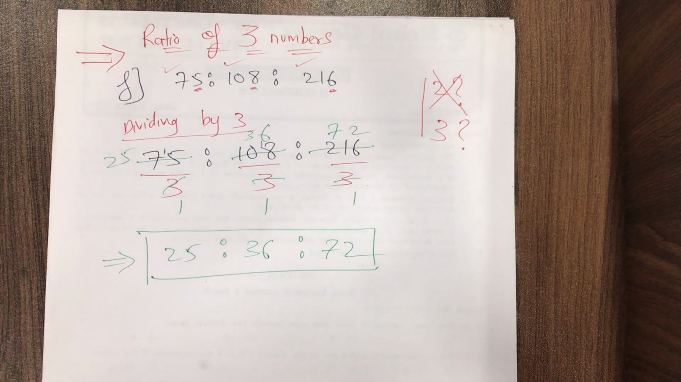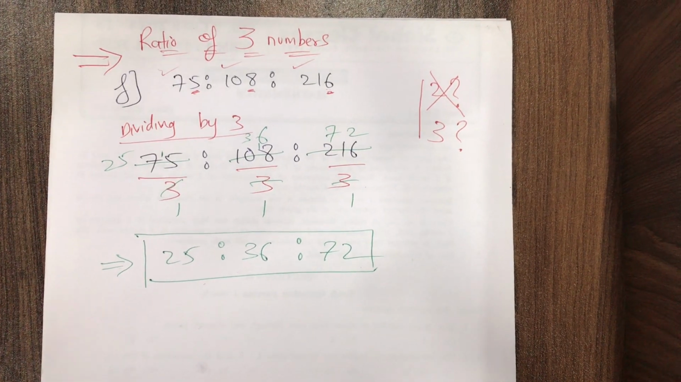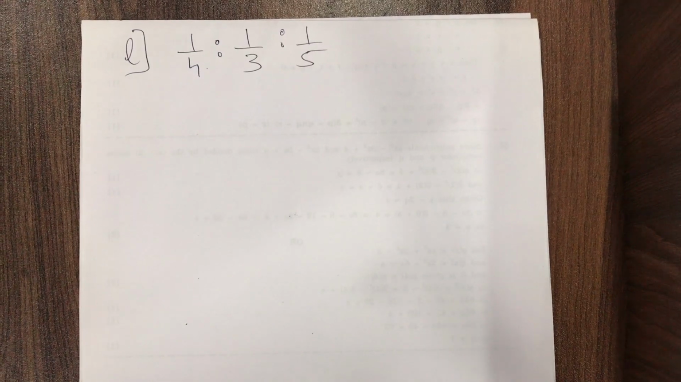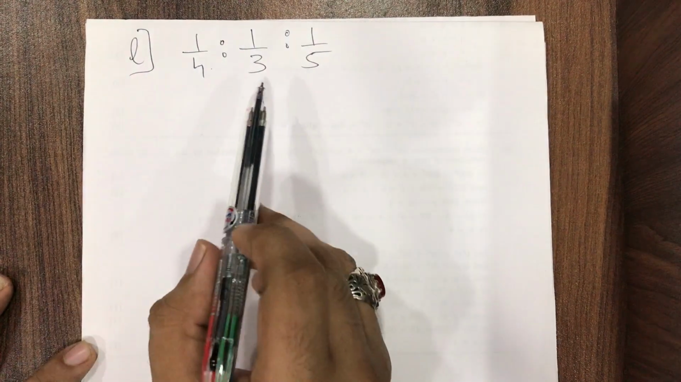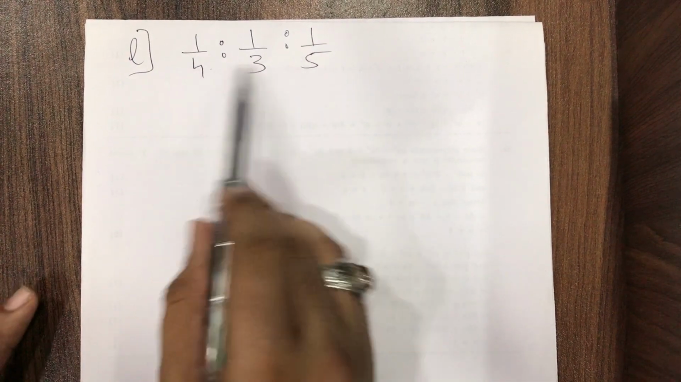That's it, students. Hope you understood this. Pause the video please and do it fast. Okay, students, now sub question L. Don't forget which type we are doing. We are doing the type in which we have 3 numbers in the ratio.